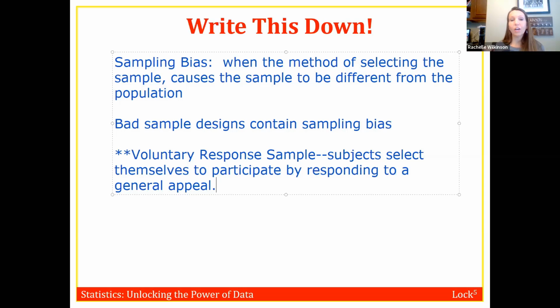So think about a comment card at a restaurant. The comment cards are usually sitting right by the door. This is a general appeal. All customers have the option to fill out the comment card. But who fills out the comment cards? People that had great service or people that had terrible service, right? And honestly, more often it's going to be the people who had terrible service that are like, where's that comment card? I want to fill this out and tell them what I really think about it.